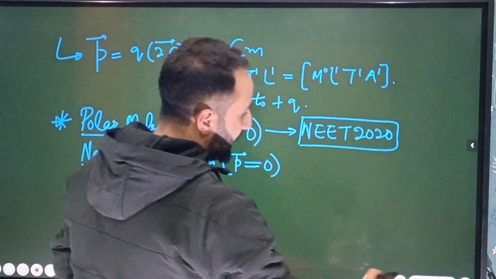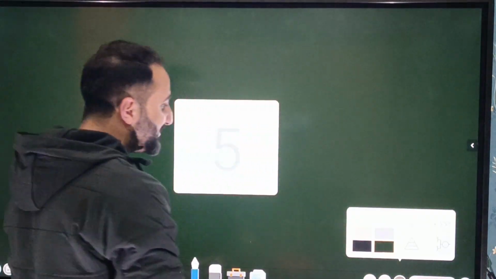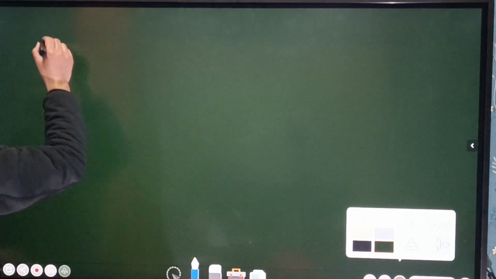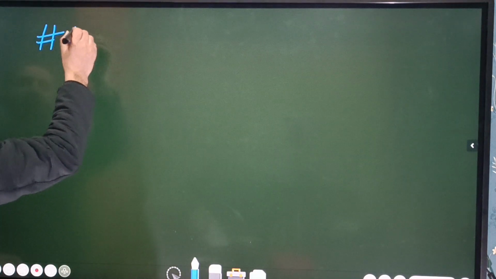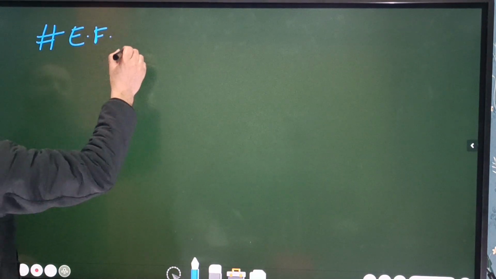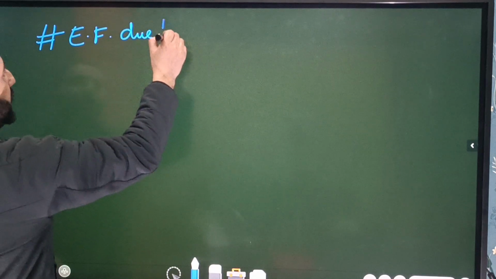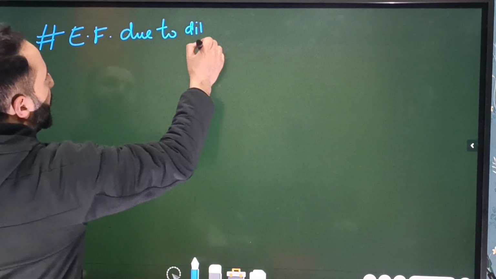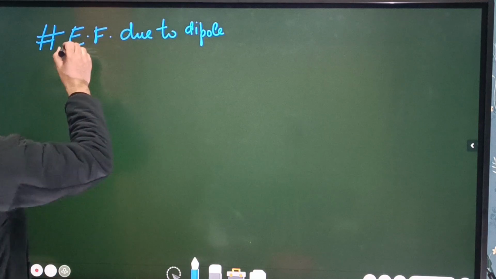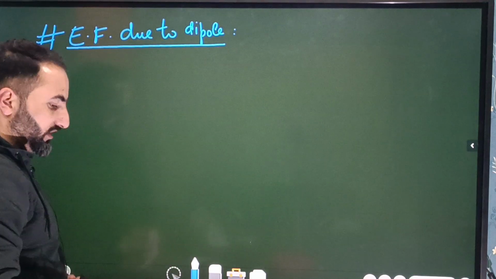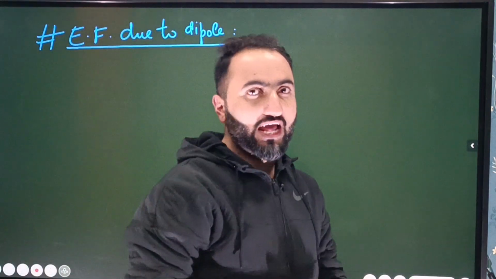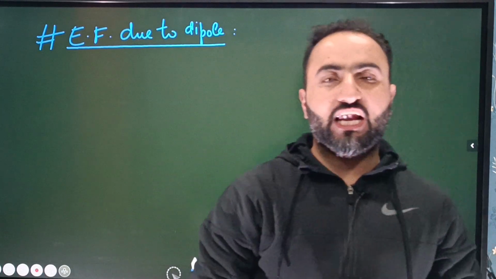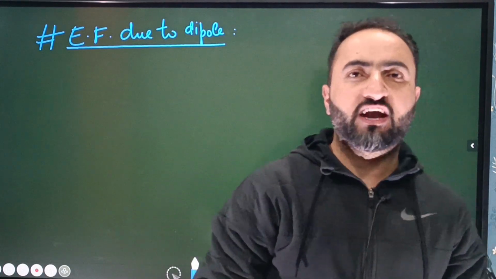All right, next we are supposed to calculate the electrostatic field due to a dipole on the axial line and on the equatorial line. So let me write it down here. The new topic, beta, is that we have to calculate the electric field due to a dipole. We have to calculate the electrostatic field due to a dipole at 3 different positions. Number 1 is what we call the equatorial line, number 2 is the axial line, and number 3 is the generalized position.